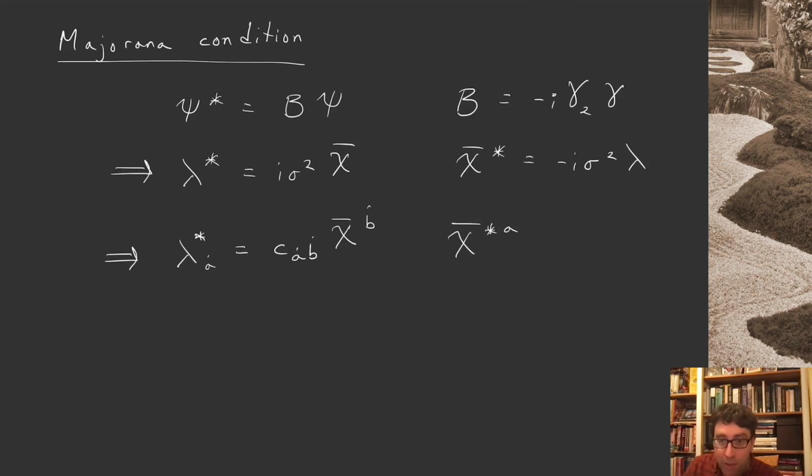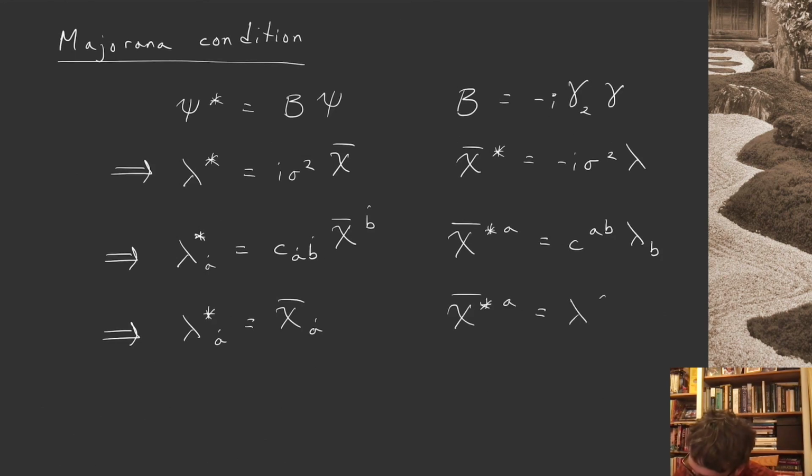So I've got a double complex conjugate. So that gives me the undotted index. c_{AB} λ^B. And now let's use that c matrix to raise or lower the indices. And so at the last step here, I'm going to learn that λ star Ȧ is χ̄^Ȧ, and χ star bar A is λ^A, which looks roughly consistent. So the Majorana condition is saying that λ star is χ̄. So it's a relation between these two components of this 4-component spinor, as we knew from the earlier lectures.